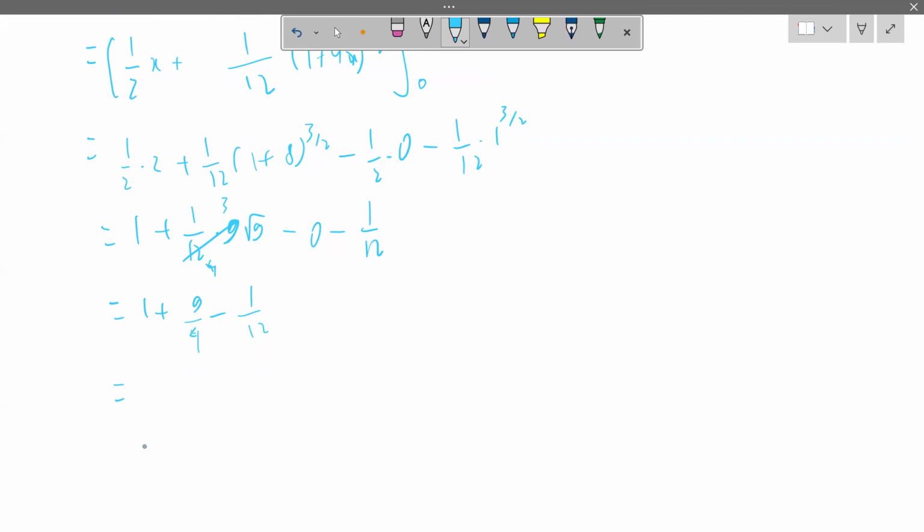So here we have 12 plus 9, 12 divided by 4 times 9 is 27. Wait, no, not 27, is it? Yeah, it is 27. 27 minus 1. So you get 12. What is this? 39 minus 1, 38. 38 over 12. This evaluates to 19 over 6.